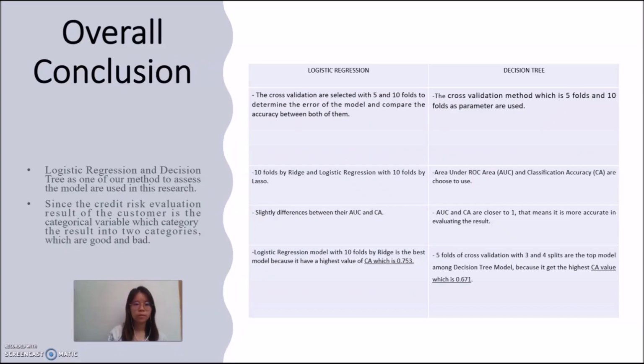Overall conclusion from this study. We chose logistic regression and decision tree as our methods in this research because the credit risk evaluation result of the customer is a categorical variable which categorizes the result into two categories, good and bad. Here is the table showing the differences in results between the two techniques.